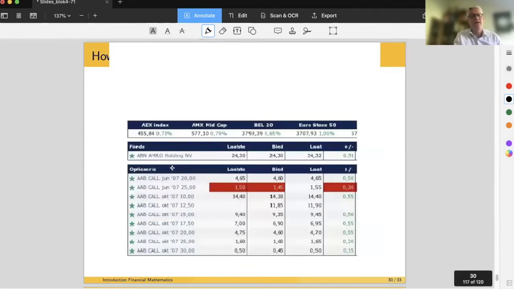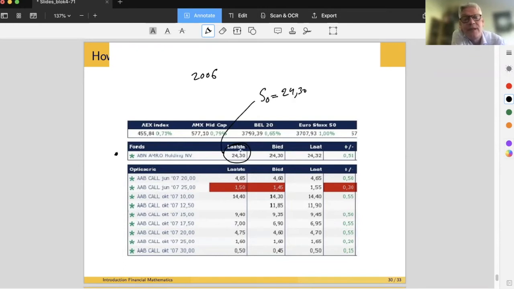Now, if we look at it more carefully, let's look at this one. This is ABN AMRO. It's a long time ago. We see here that there is a price here that is the last trade of the stock itself. So basically, we can see that as S0. S0 is like 24.3, and that is what this says. And then we see, for example, this is January. We are in January 2007. So that's a long time ago.